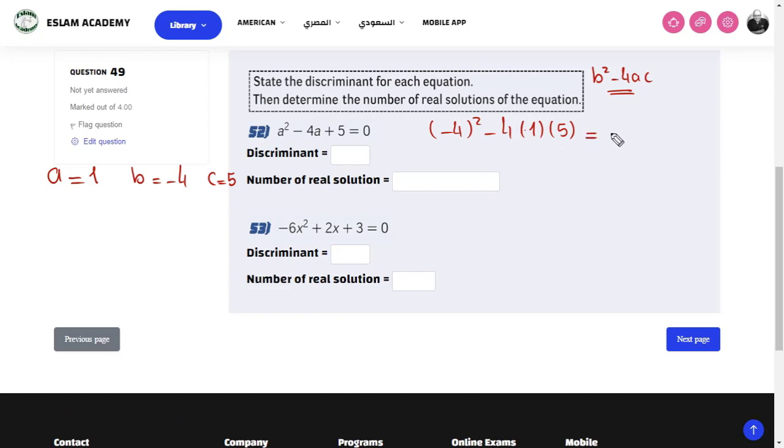Now by solving, you will find that the answer will be equal to negative 4. Once the answer is negative, it means there is no solution. So the number of solutions will be 0. So we now have three cases for the discriminant.